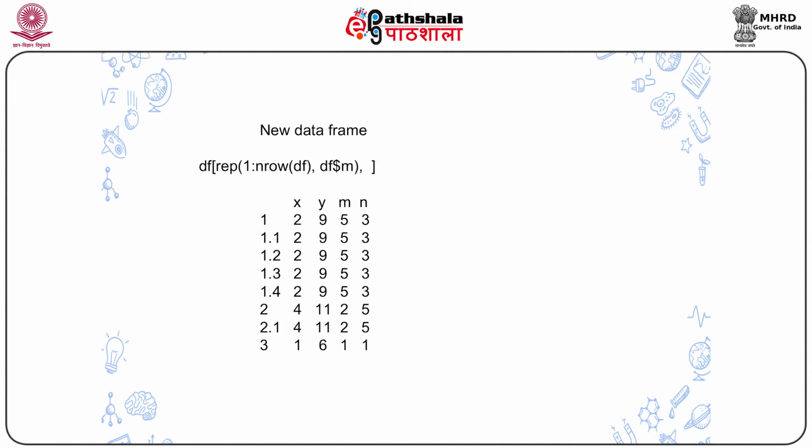So the new data frame will be like this: df of rep within first bracket 1 to nrow(df), comma, df$m, then a comma. And here is our output. So our objective is fulfilled.